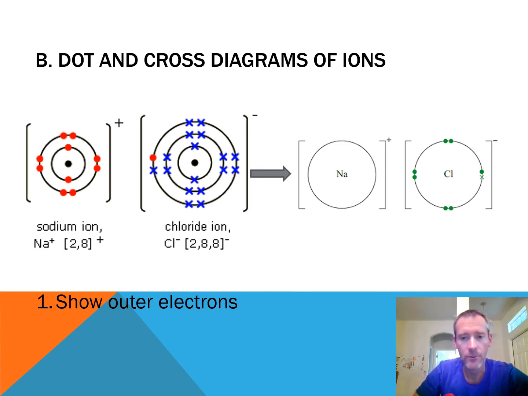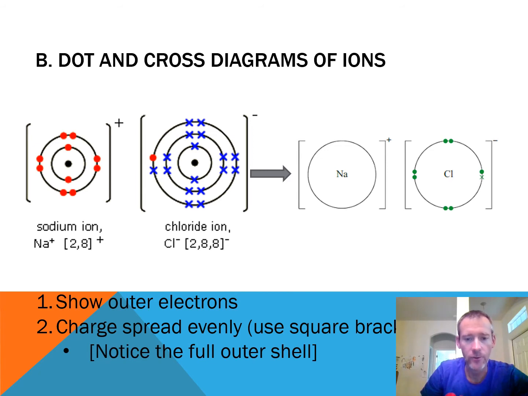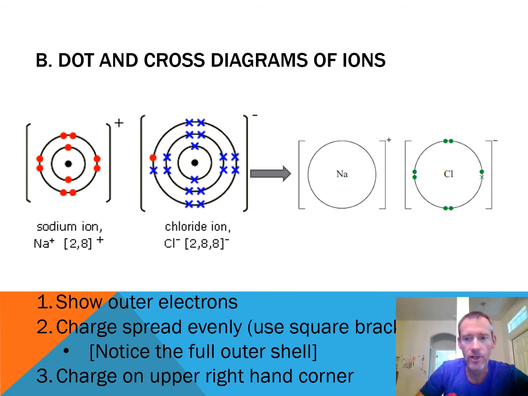This is a simpler method than writing all those inner rings with chlorine and sodium. So you just show empty sodium, and then you show a full chlorine with an X or a cross representing the lone electron from sodium. So use brackets, and notice the full outer shell in chlorine and the empty shell in sodium, and then you put the charge in the upper right hand corner.